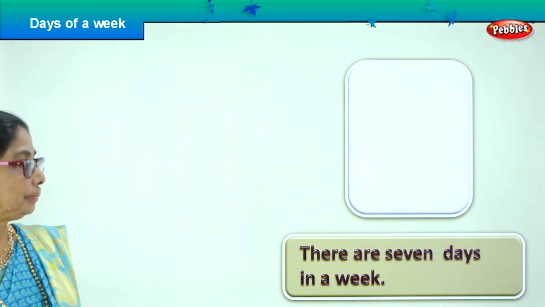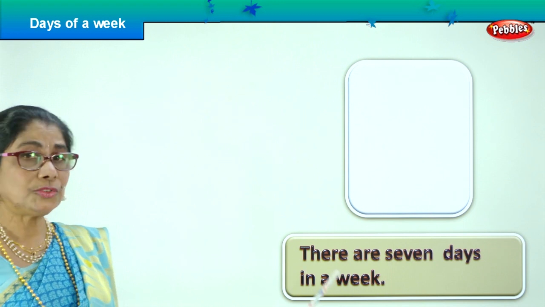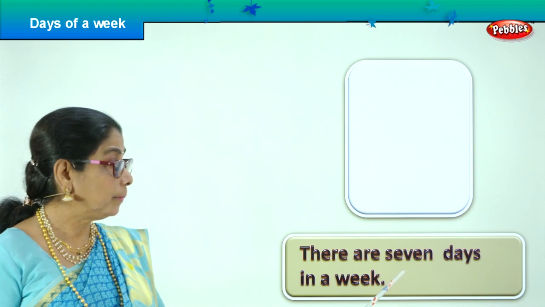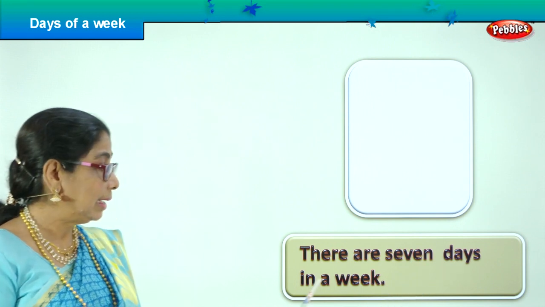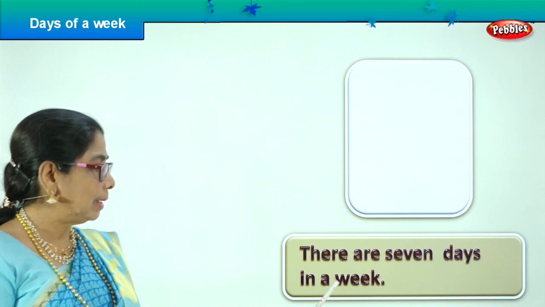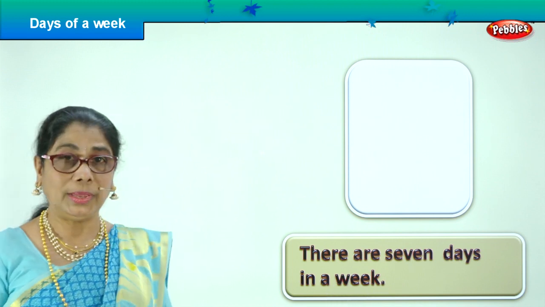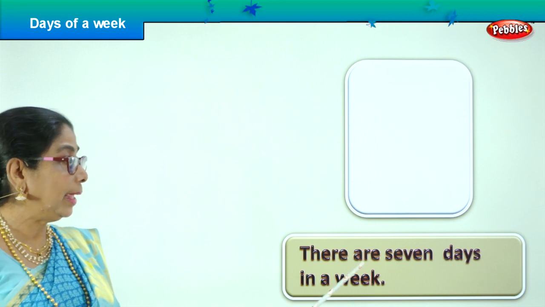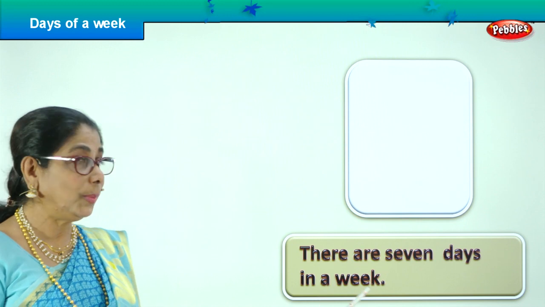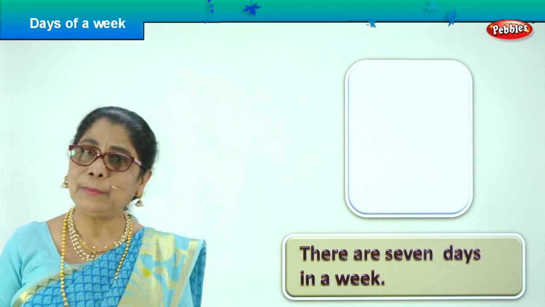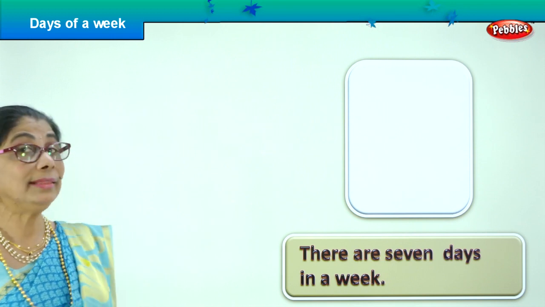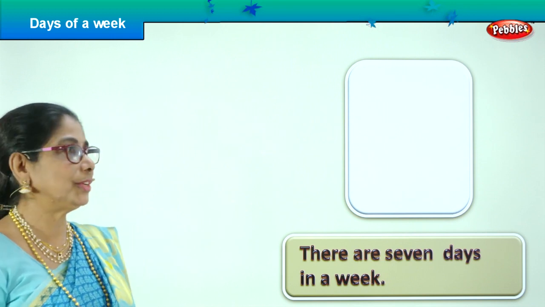Here we are. Let's read this. There are 7 days in a week. Spell week, W-E-E-K, week. Read again. There are 7 days in a week. Now shall we look at them one by one? How many? 7. In 1 week there are 7 days. Good.